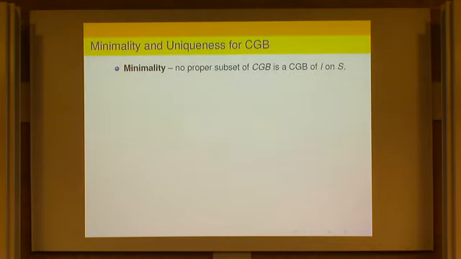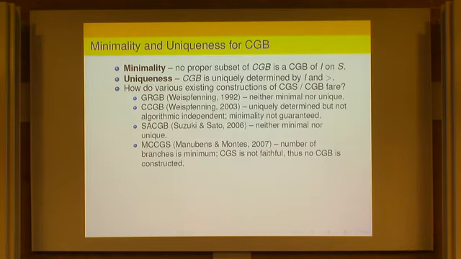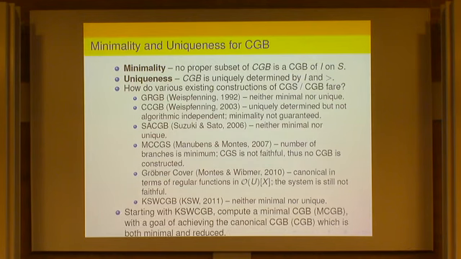Okay, now how do we get minimality for CGB? We would like the same definition there, essentially that no proper subset of a CGB is a CGB. Uniqueness: it should be uniquely determined, same thing. And here I'm going to just list them all. All the algorithms before our paper, which appeared in 2015 at ISSAC, are neither minimal nor unique. Basically, everything, including our own.